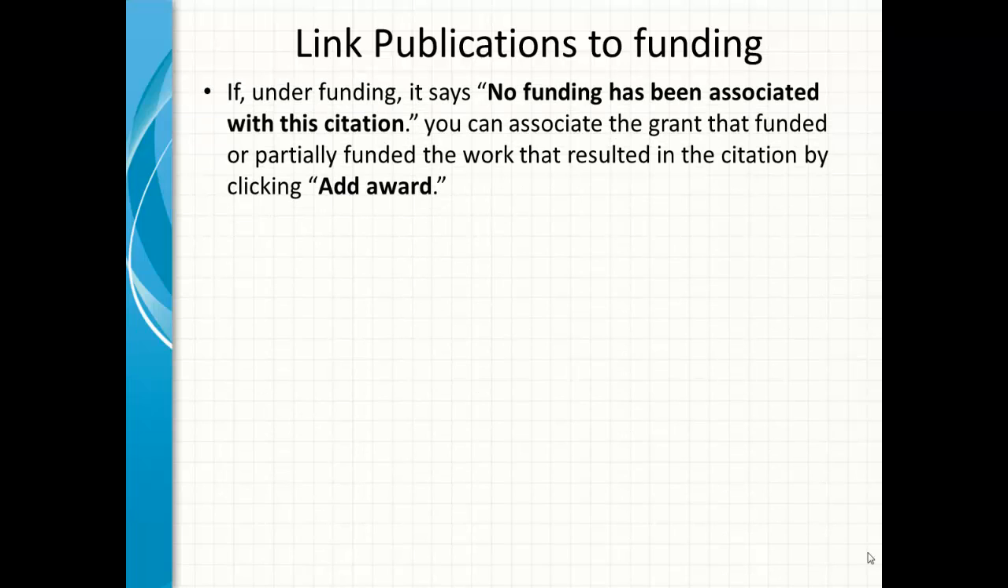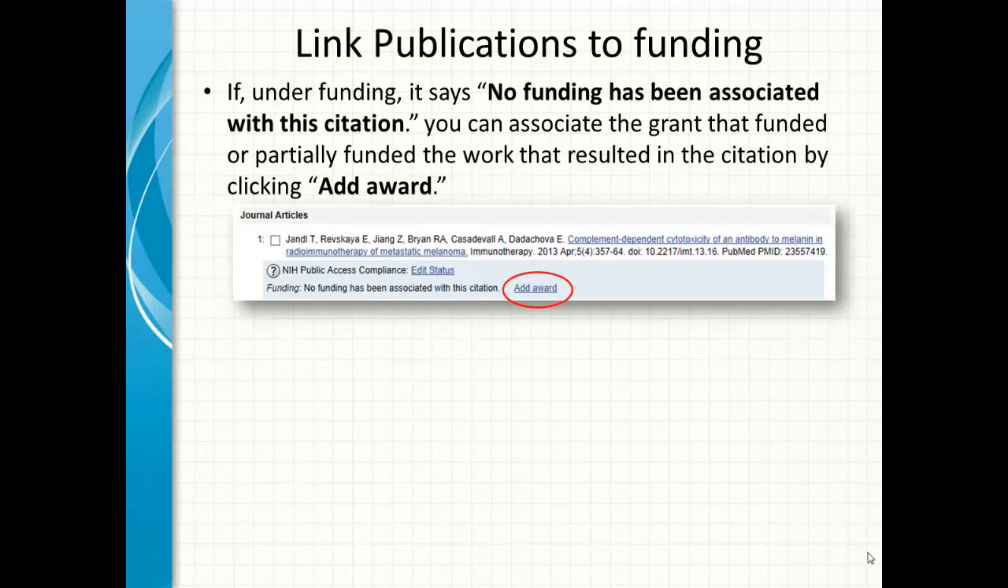If under Funding it says no funding has been associated with this citation, you can associate the grant that funded or partially funded the work that resulted in the citation by clicking Add Award. Or if there's already an award associated with that publication, it will say Add or Delete Award.